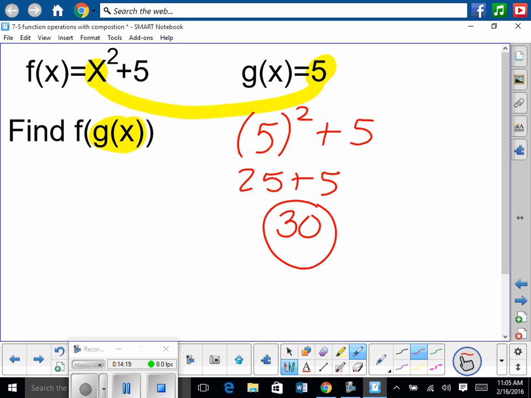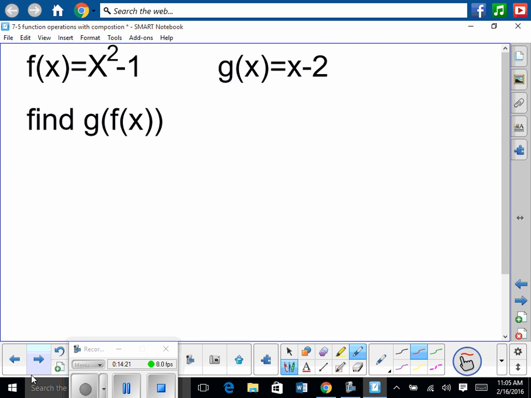Okay, next one. A little bit harder. So looking at this, given these two functions, we're finding g of f of x. So this time, aren't we substituting in f of x in for g? Yep. So I'm going to locate f of x. We're substituting in that into g wherever there's an x. Now don't multiply it. That's not how function composition works. We are literally replacing x, substituting in for x, function f. So instead of an x, won't there be an x squared minus 1?